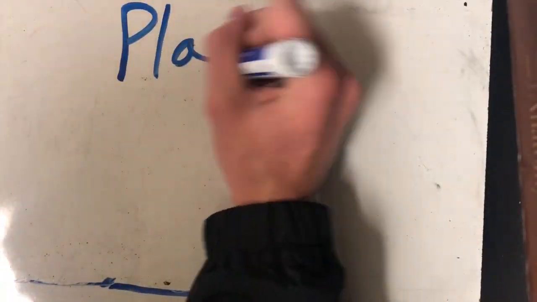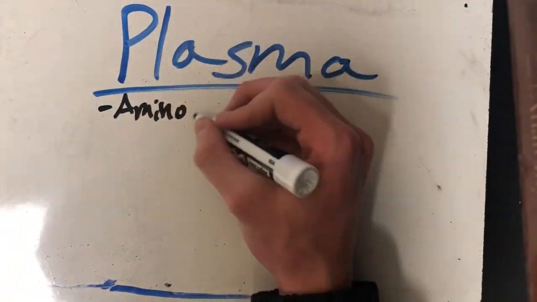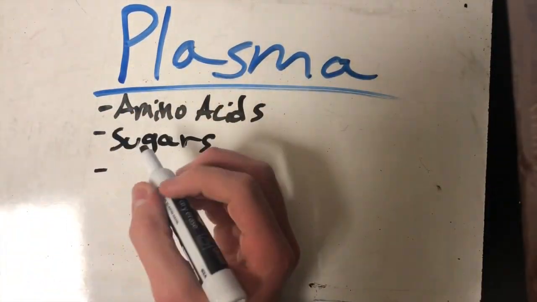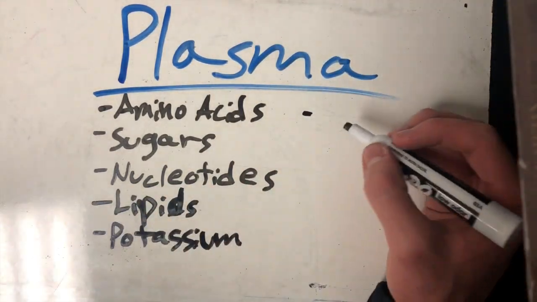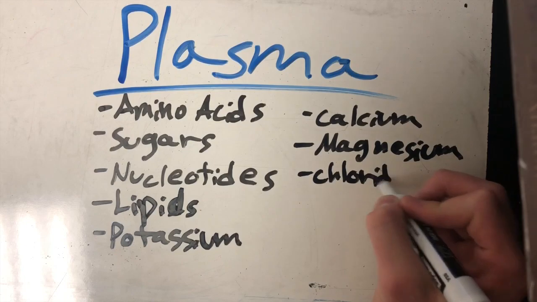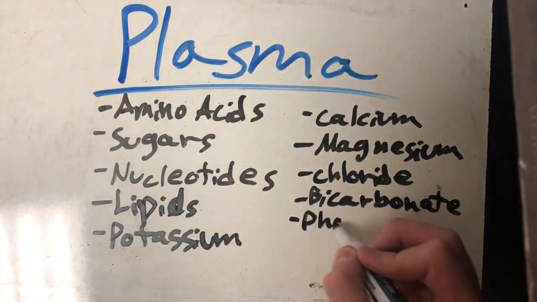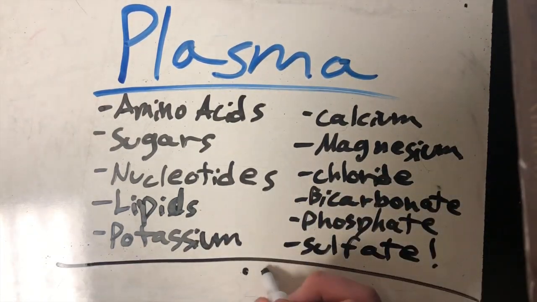The body needs to take oxygen to the tissues for respiration and needs to take carbon dioxide away for removal. Plasma also contains amino acids, simple sugars, nucleotides, lipids, potassium, calcium, magnesium, chloride, bicarbonate, phosphate, and sulfate. Wow, what a mouthful.